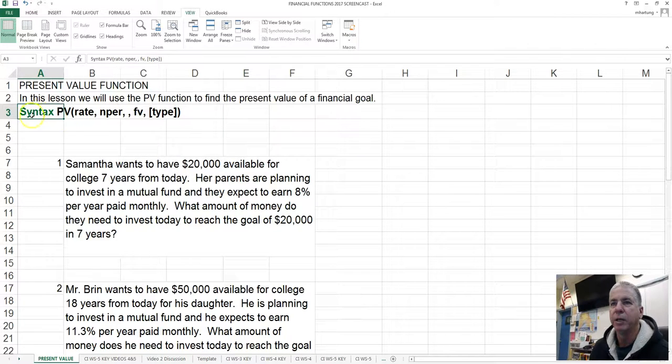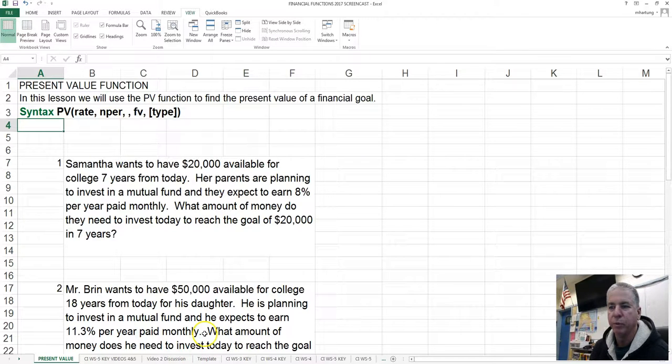We've got it right here, what they call the syntax of it, which refers to the arrangement or the order in which particular variables or elements of the function are placed. It starts with an equal sign, and it'll be equals PV, and then the parenthesis, and then we need to put in the rate. We're familiar with that from our previous lessons. It'll be some percentage. And then NPER refers to the number of periods.